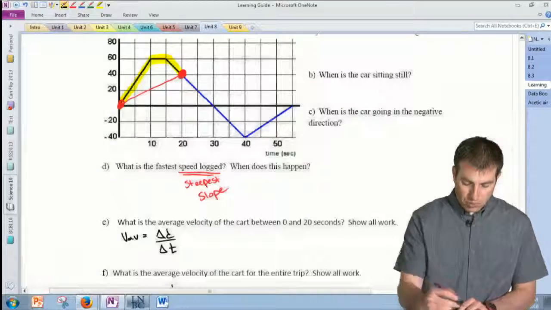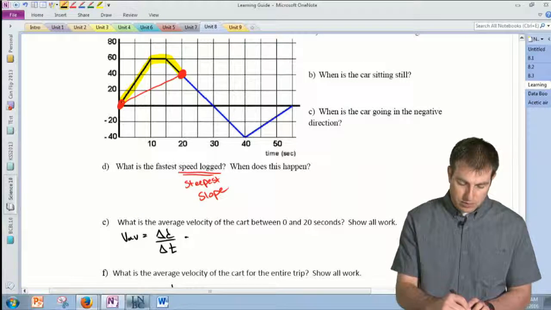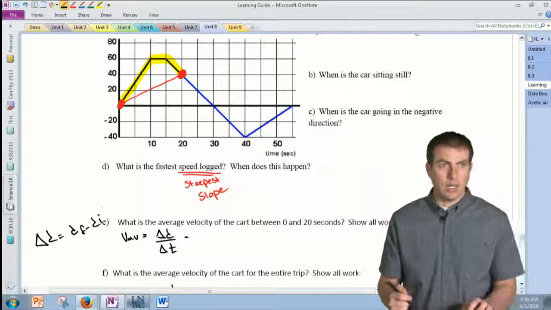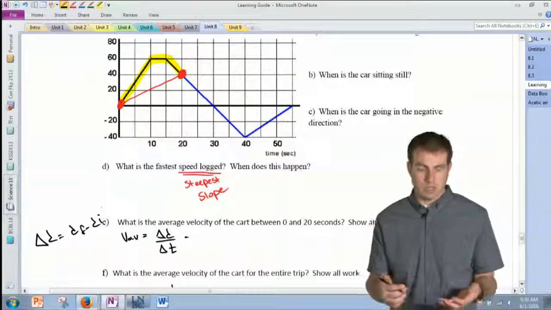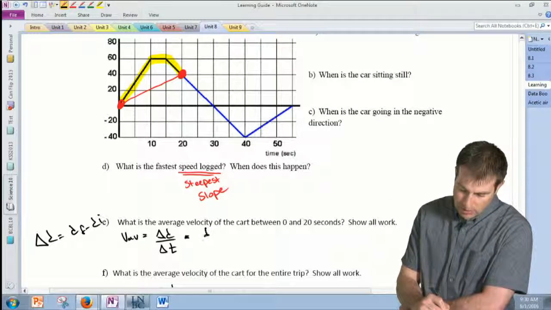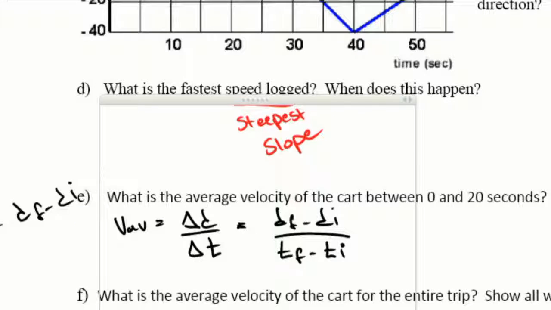When I have my formula, average velocity is a change in position. So if I have delta d, that's going to be d final minus d initial, your change in position divided by your change in time. So let's change my formula a little bit here: df minus di over tf minus ti, to make it look like the slope formula, because that's what we're doing. We're finding the slope of this red line that I've drawn up above here.